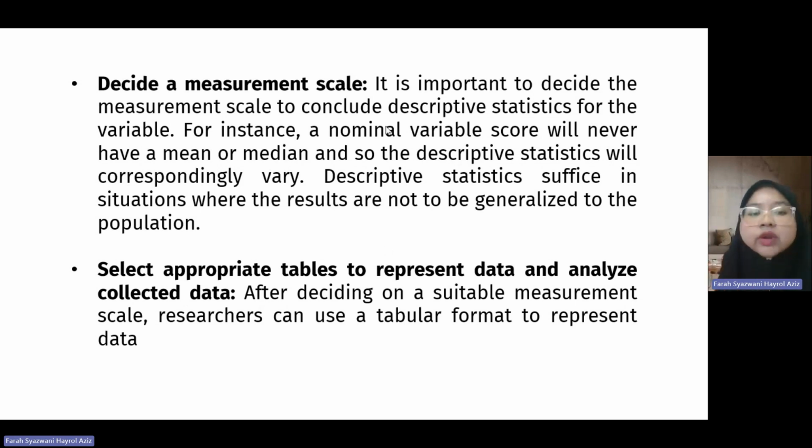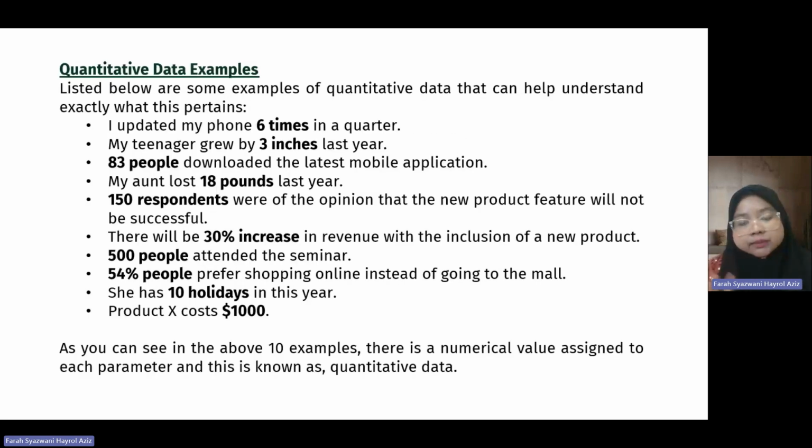Okay. So secondly, you select appropriate tables to represent data and analyze the collected data. So after deciding on a suitable measurement scale, a researcher can use a tabular format to represent the data. Okay. So these are some examples of quantitative data that can help you understand exactly what this pertains to. Okay, so you can read the slides at your own pace. Please pause the video to get more information.